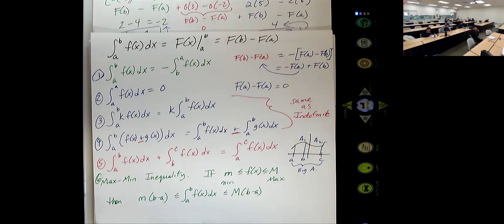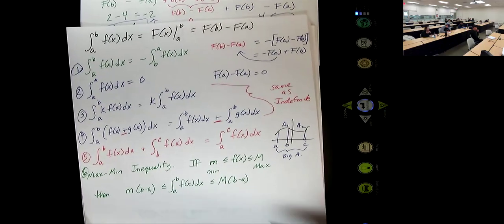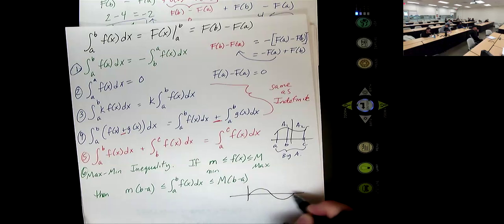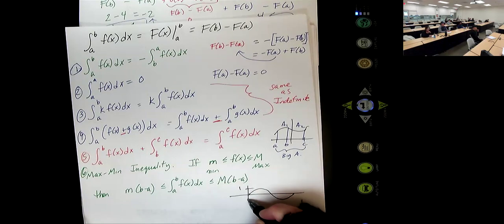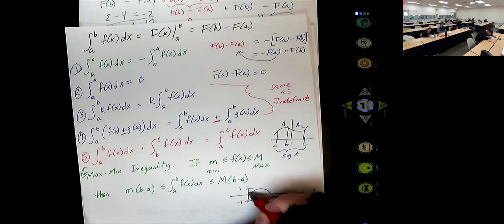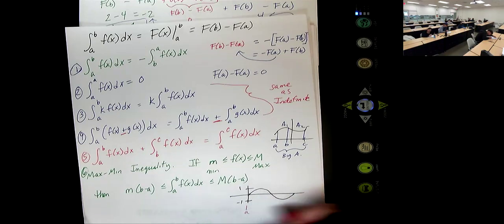Where is the application of this? If we look at the sine wave, sine caps at 1 and -1. So if I'm looking at the area between A and B, let's say this is A and this is B, we'll choose somewhere in the middle.